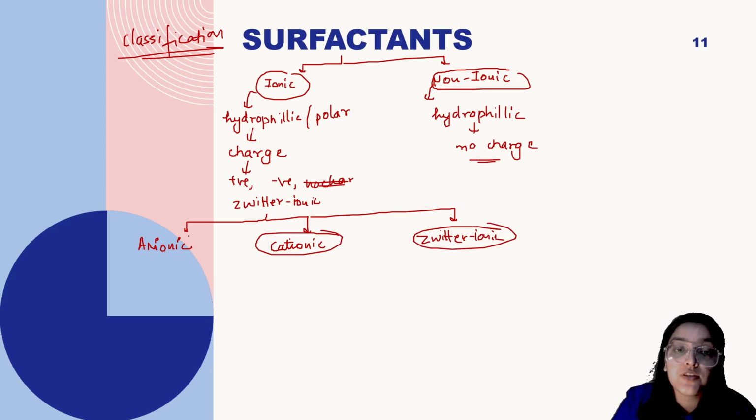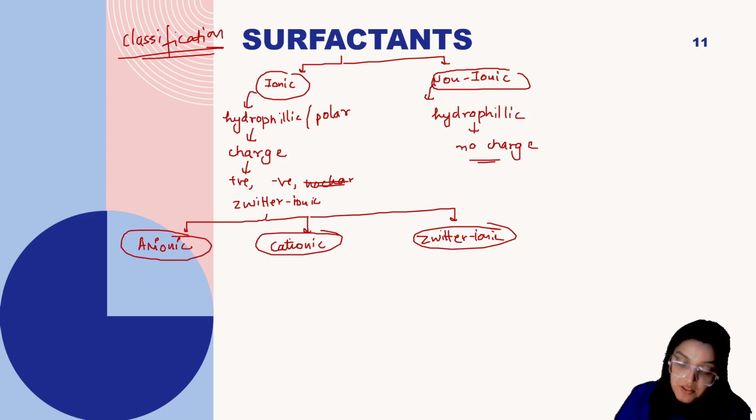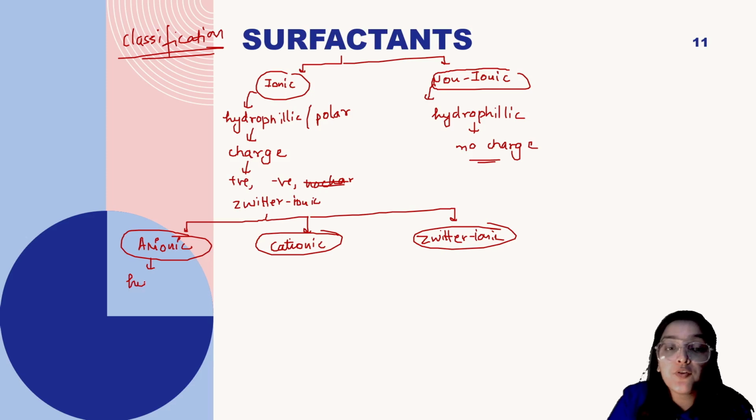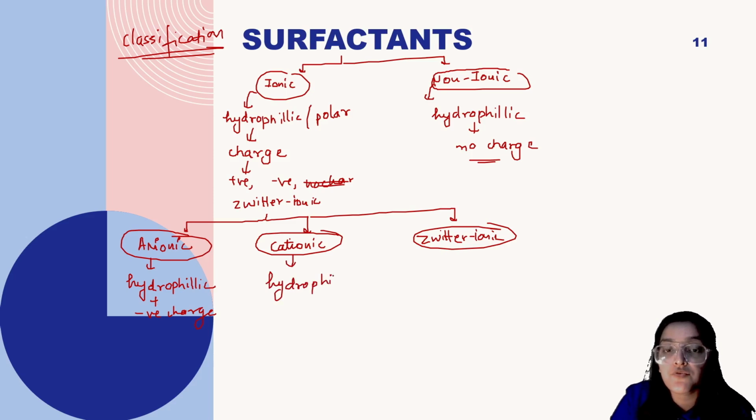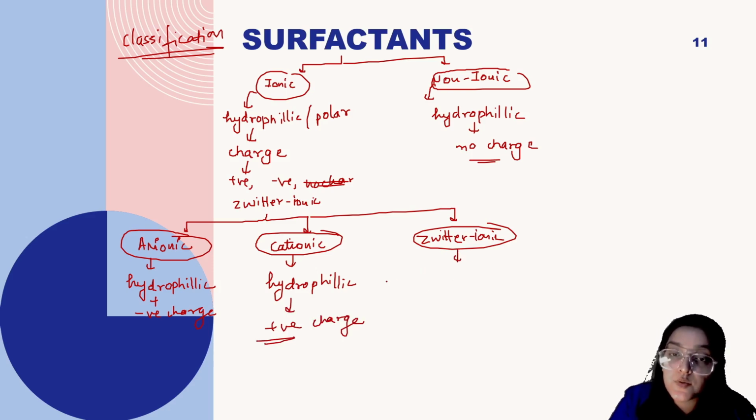In the anionic surfactant, the hydrophilic portion is attached to the negative charge. In case of the cationic surfactant, the hydrophilic part is attached with the positive charge. But in case of the zwitterionic form, what happens? In the zwitterionic form, the hydrophilic part, the polar part, is attached to both positive and negative charges.